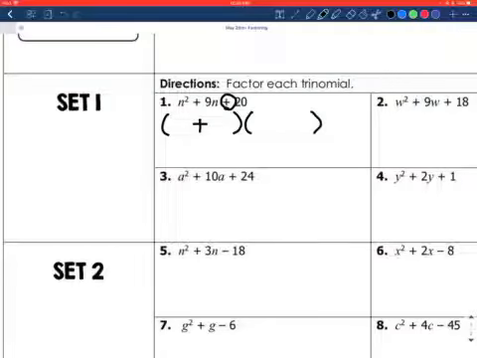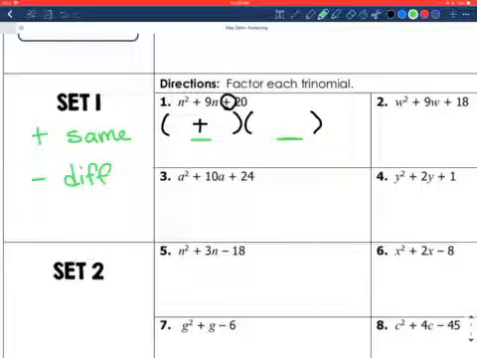This second sign right here, just like we talked about yesterday, tells you whether these 2 signs are going to be the same or different. So if that second sign is a plus, they're going to be the same. If that second sign is a minus, they're going to be different. In this case, that second sign is a plus, so that means it has to be the same as the first sign that we dropped. Since the first sign we dropped was a plus, the second one's going to be a plus as well.